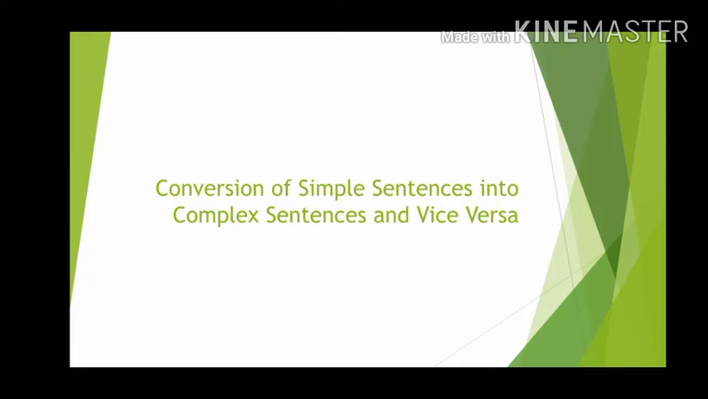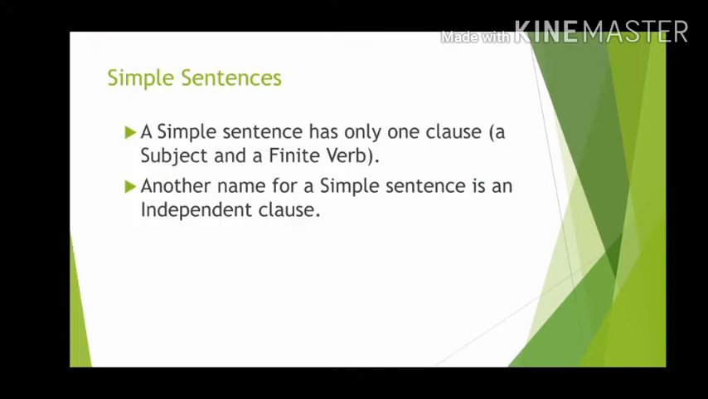Welcome children. Today I will discuss conversion of simple sentences to complex sentences and complex sentences to simple sentences. You have already seen that a simple sentence has only one clause, that is, it has a subject and a finite verb. Another name for a simple sentence is an independent clause. That means an independent clause is also known as a simple sentence.